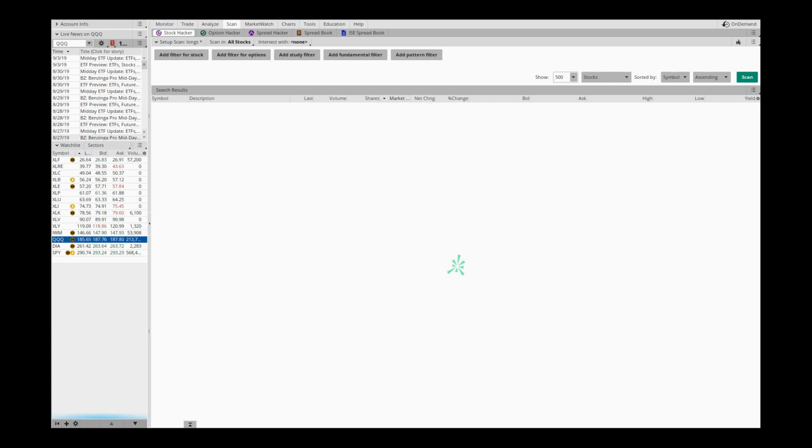Hey, what's up everyone? Just wanted to make this quick video showing you how to scan for stocks for our trading environment within the system. So first, we're going to open up the scan tab at the top here.